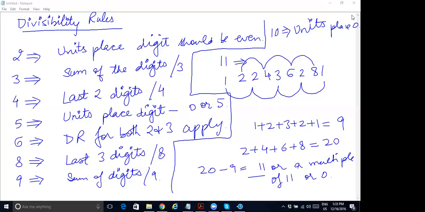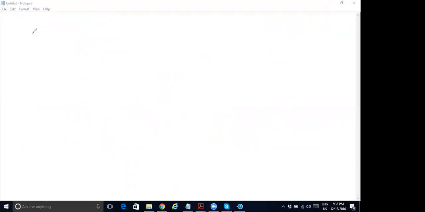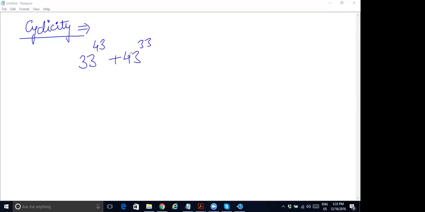So, have you ever heard of cyclicity? We use cyclicity basically to figure out, for example, there is a question in the official guide that says 33 to the 43 plus 43 to the 33. How can we solve this? We need to find the units place digit of this number.